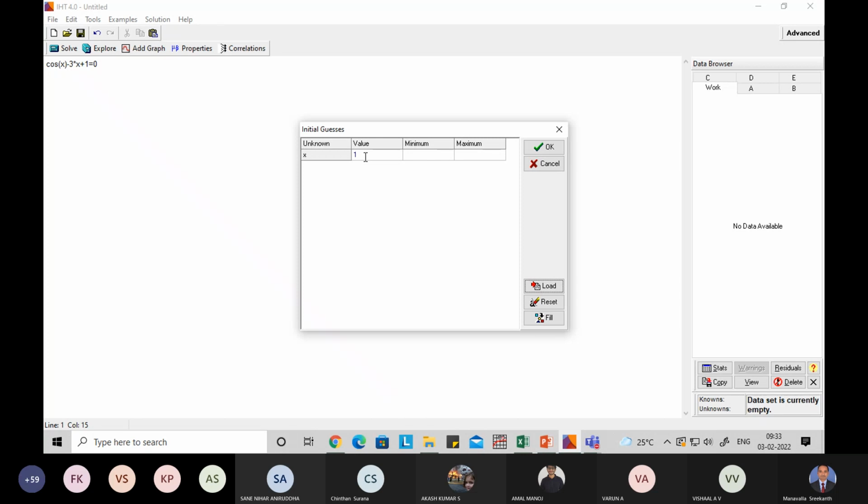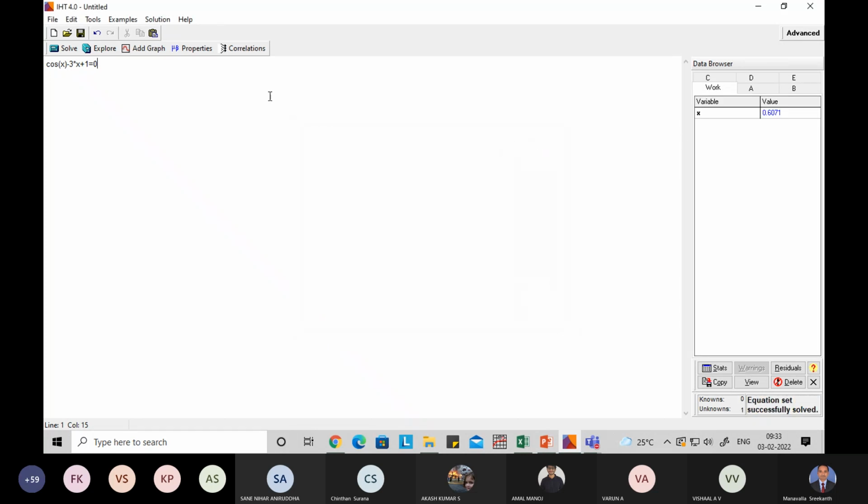By default, everything is 1. You should not take zeros, because sometimes when the equation involves division by zero, you will have problems. So 1 is a safe guess, but again, it depends on the problem. In this case, the software is suggesting to take 1 as the initial guess, but if you want, you can change it. I can make it 1.5 also. Then I'll say okay. It's solved already, and here in the data browser, the value of x is given as 0.6071. So in that way you can solve it.